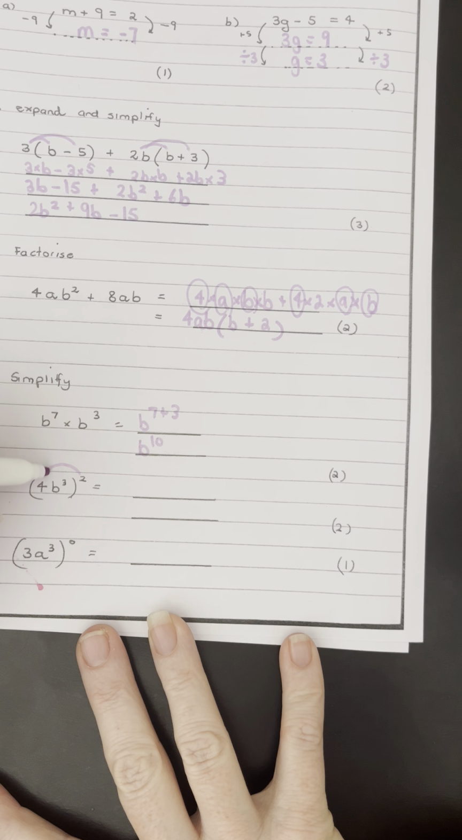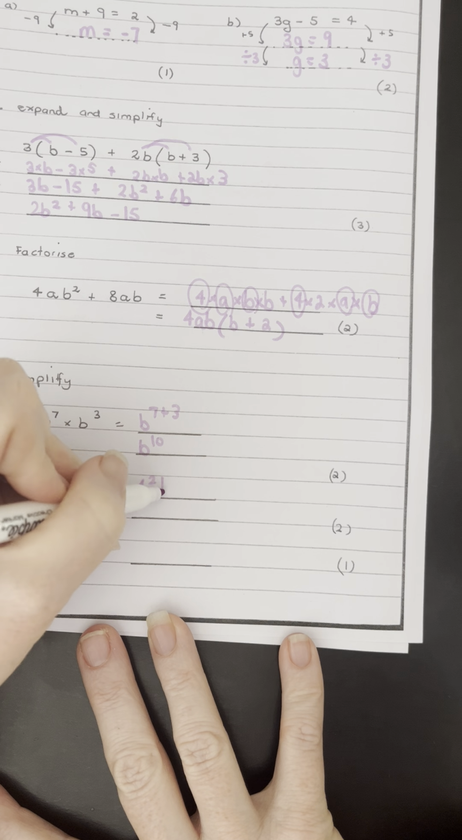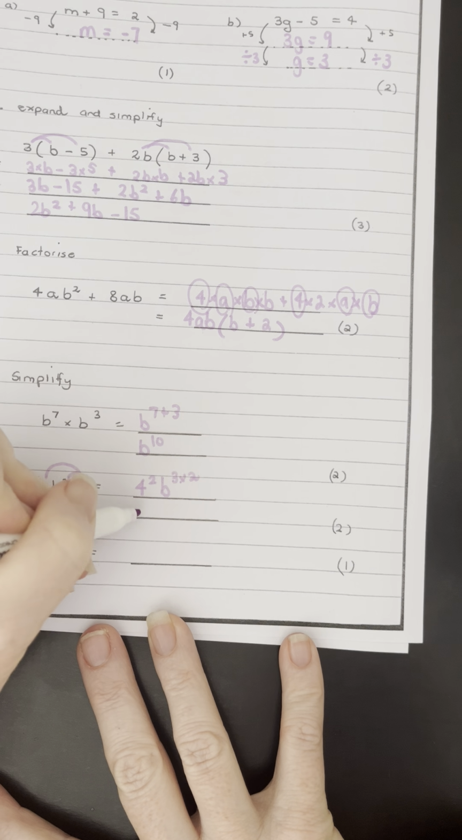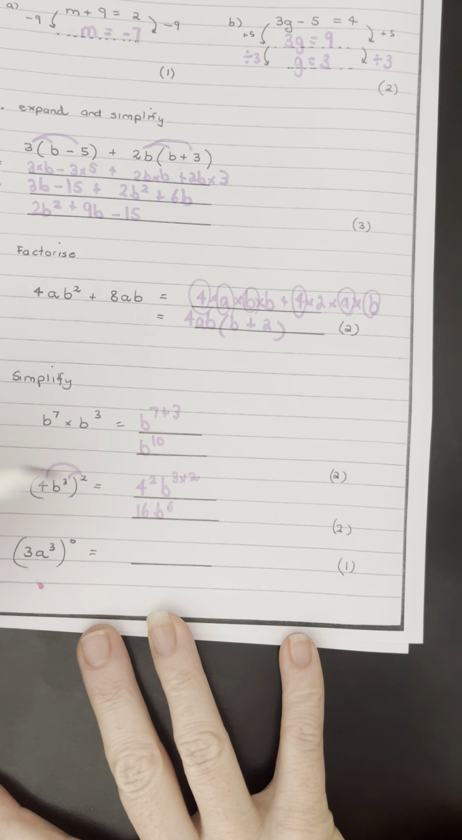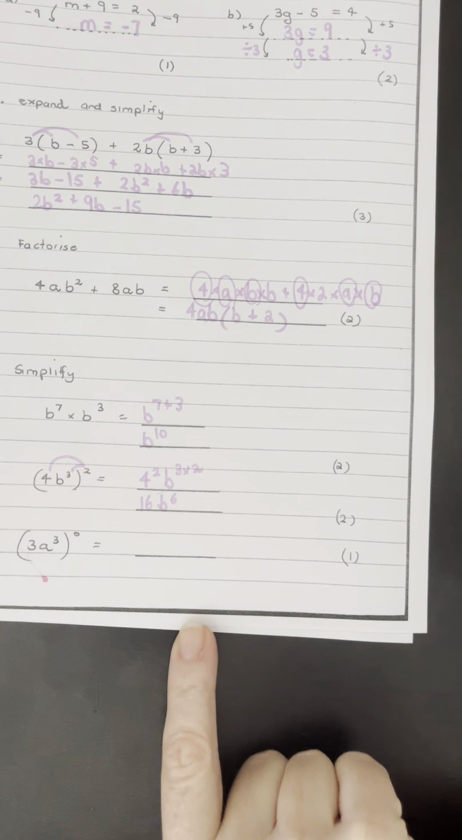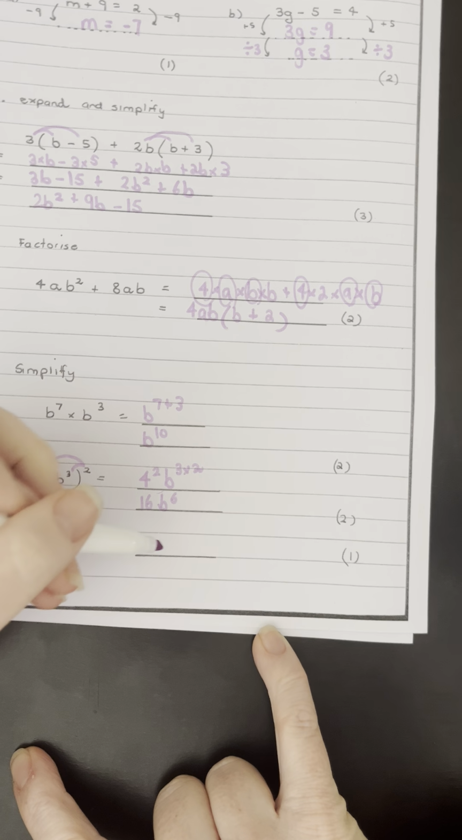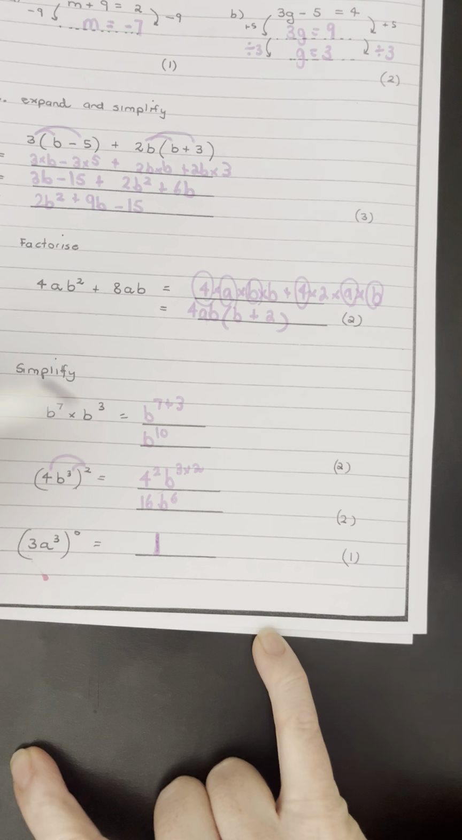Here we've got the 2 outside the brackets, and we're remembering that that applies to both of the things inside the brackets. So we get 16b to the power of 6. We could also have left it as 4 squared b to the power of 6. Here we've got a bracket raised to a power, so everything inside that bracket is being raised to the power of 0, and we know anything to the power of 0 is 1.